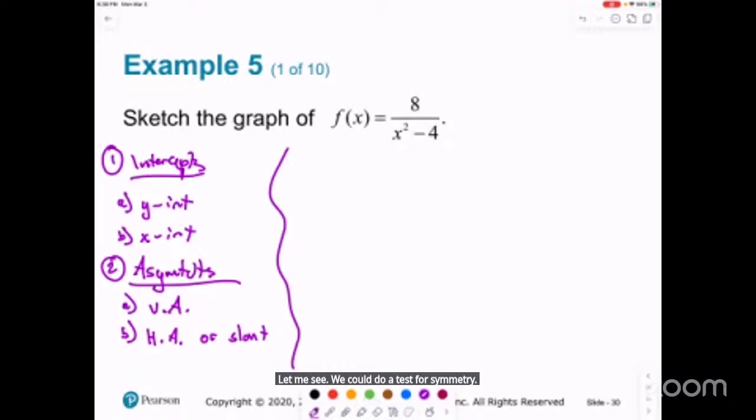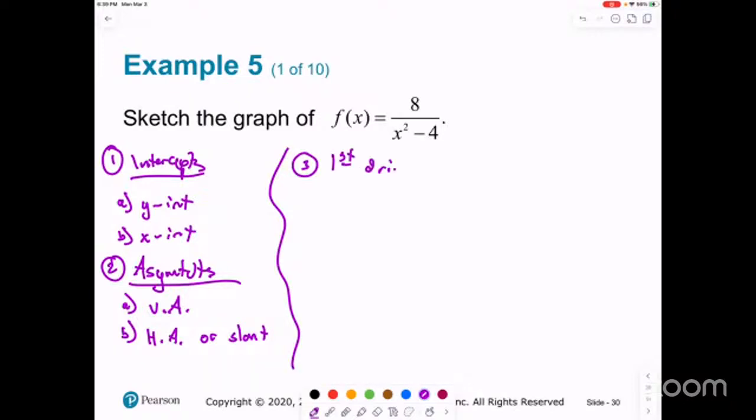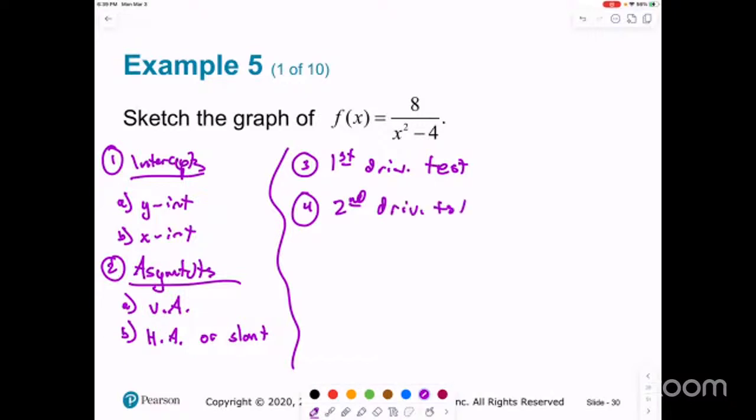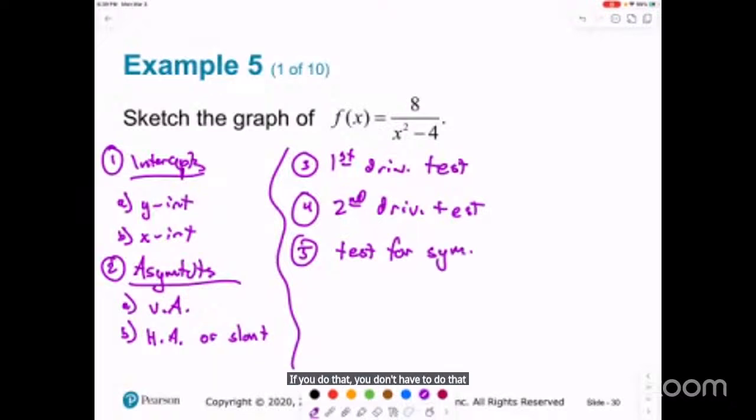So then the third, we might do our first derivative test. That's first derivative test. So that's increasing, decreasing, or constant. That's our relative max and min. We might do our second derivative test. So that's going to tell us the concavity, like concave up, concave down. I'm going to throw in there a test for symmetry. I think that's from college algebra. You don't have to do that if you're not feeling it.